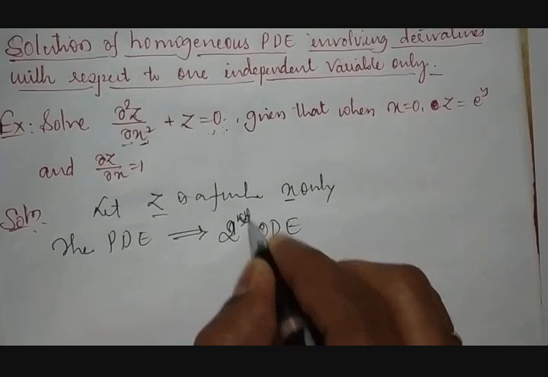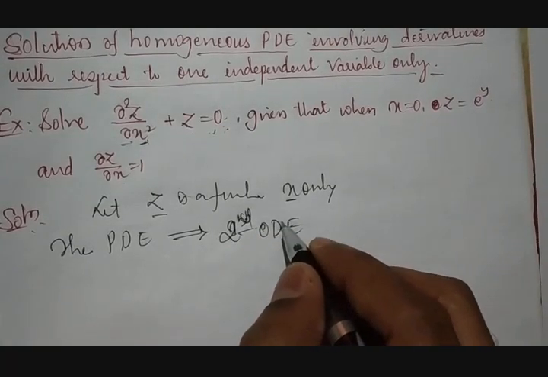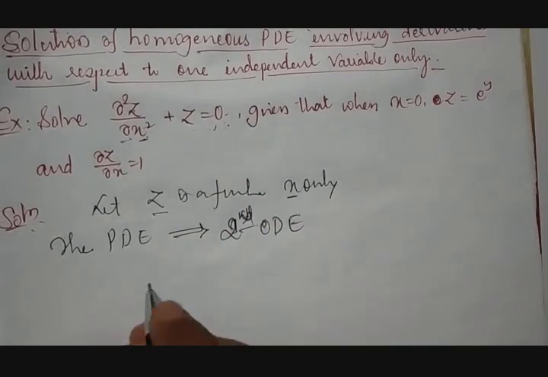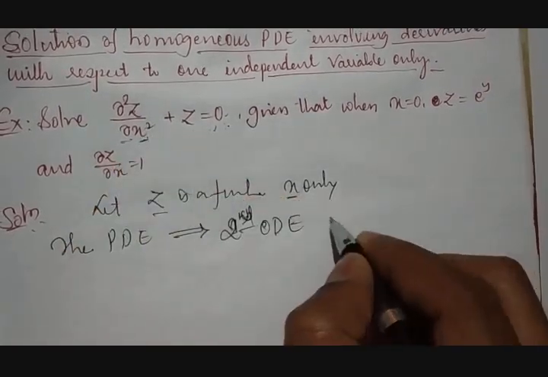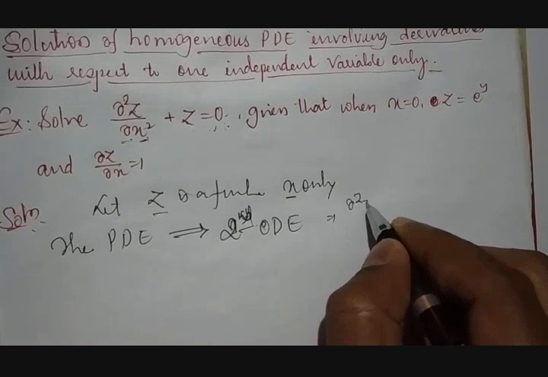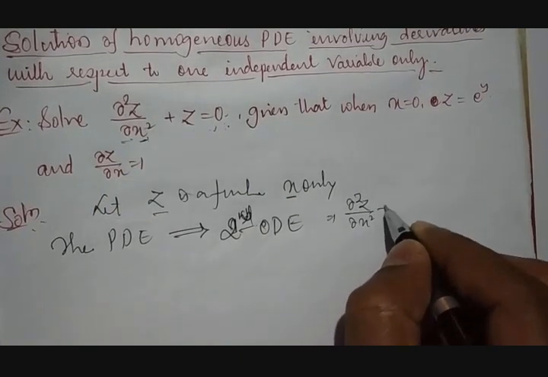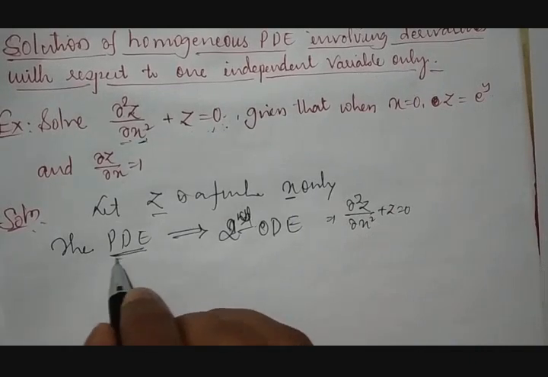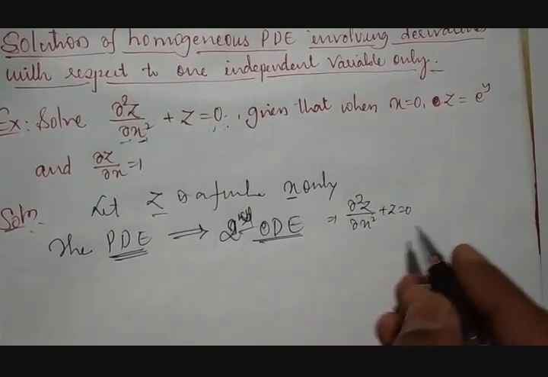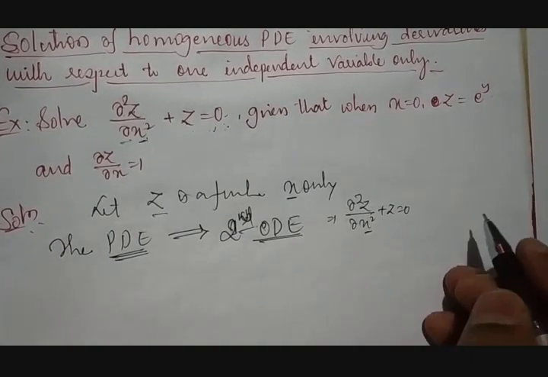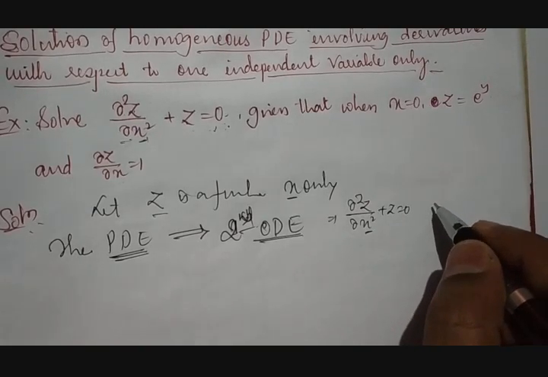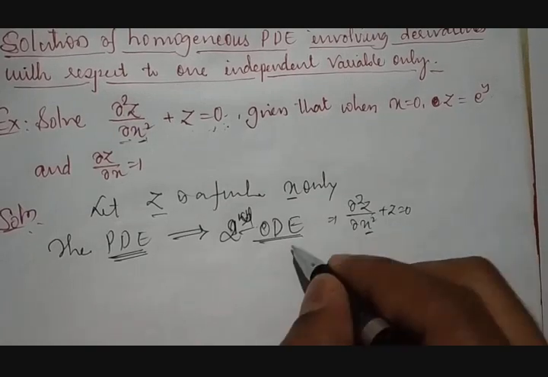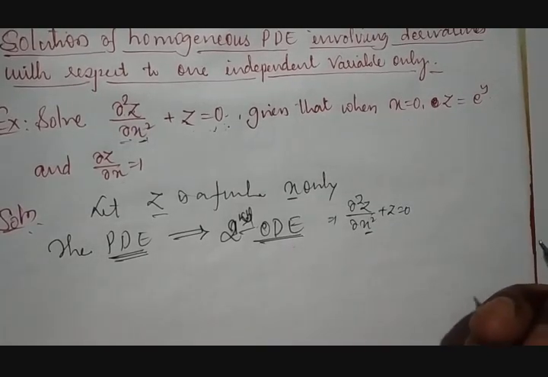Second order, we can say. Second order ordinary differential equation. Means what? Here, what function are we having? Dou square z by dou x square plus z equal to 0. As per this, the partial differential equation will be taken as an ordinary differential equation because only x is the independent variable here, and we know that a differential equation with a single variable is known as an ordinary differential equation.